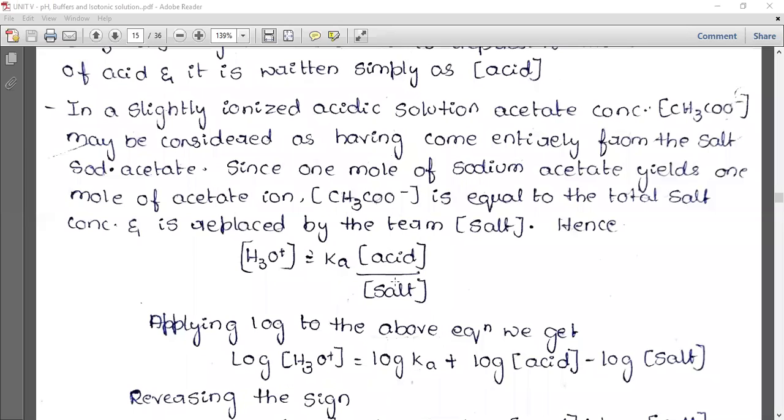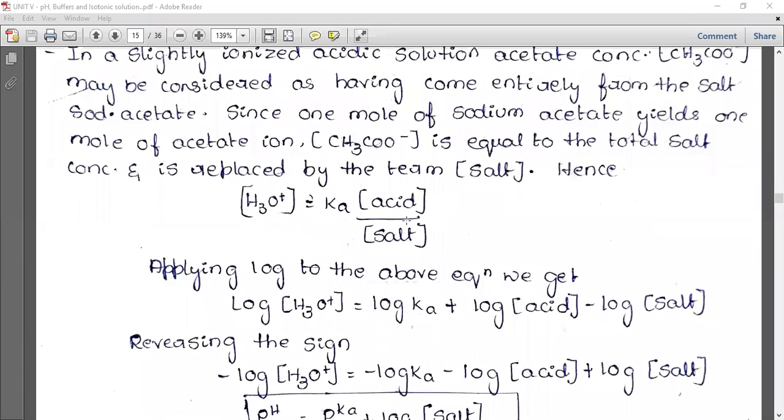Okay. So this is in the form of log m by n. Log m by n is nothing but log m minus log n. So what do we get? Log Ka plus log of acid minus log of salt. Please keep yourself muted. Okay. So we get log H3O plus is equal to log Ka plus log of acid minus log of salt.